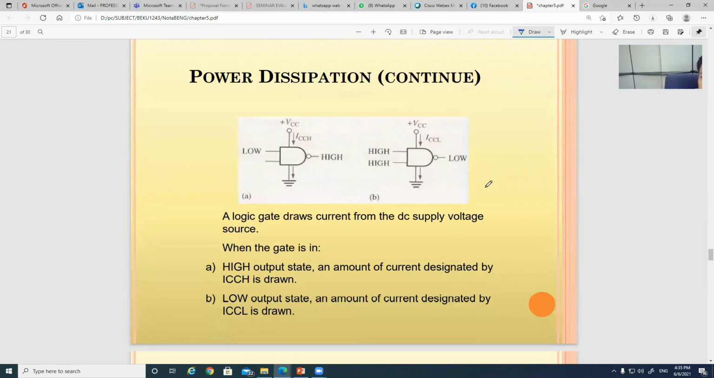This is some example of the power dissipation. We have two conditions. When the gate is in the high input state, the amount of current dissipation generated by ICC is drawn, as you can see in figure A. And for B, the low output state, the amount of current generated by ICCL is drawn, as you can see in figure B.